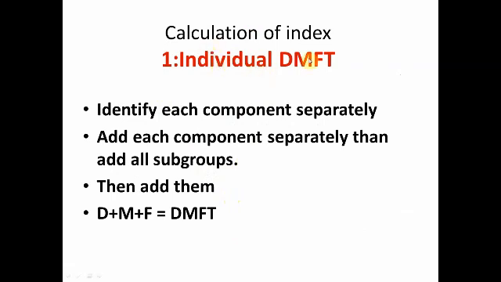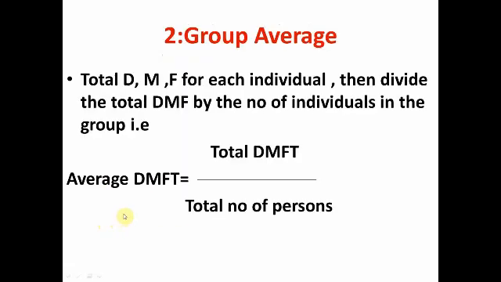For individual DMFT, we add the decay and missing and filling. For a group, for example, as I mentioned in the class, we divide it by the total number of persons.